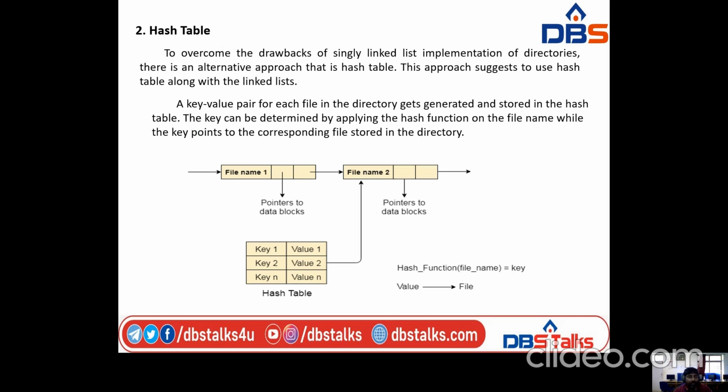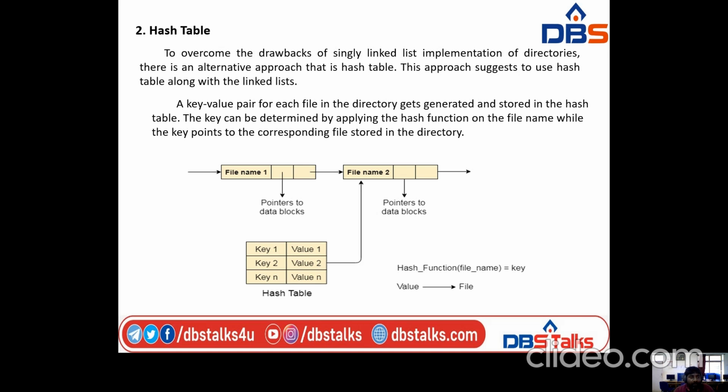Why are we using the hash function? In order to get the accurate address in a particular hash table. To directly know the address of a particular row, we are going to use the hash function for the hash table. Here a key pair for each file in the directory gets generated and stored in the hash table. The key can be determined by applying the hash function on the file name, while the key points to the corresponding file stored in the directory.